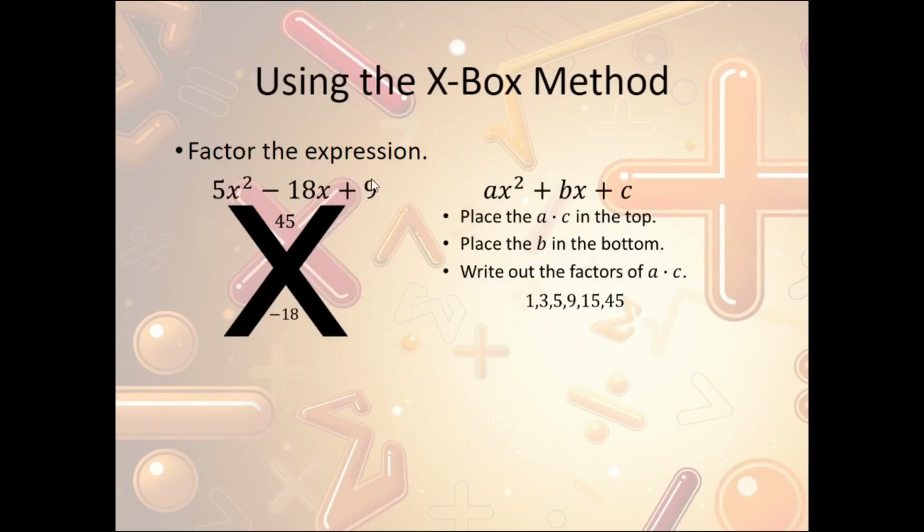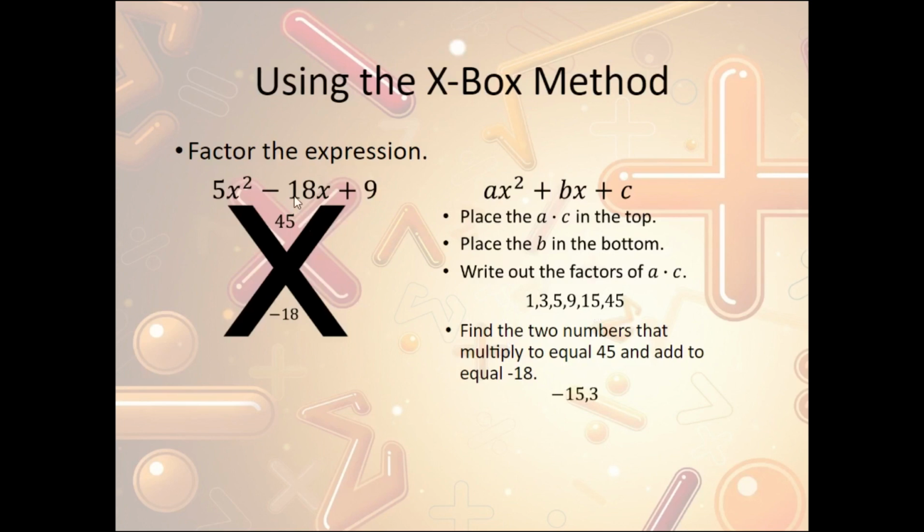Well, this is positive, so we know that they have to match. The signs have to match. So we need two of them that are going to add up to be 18, which we can see would be 3 and 15. So that would be negative 3 and negative 15, because that'll give us negative 18 total. So we have negative 15, and this should be negative 3.